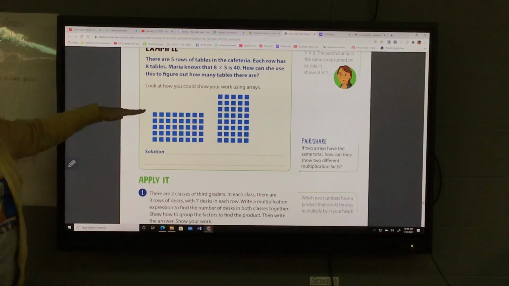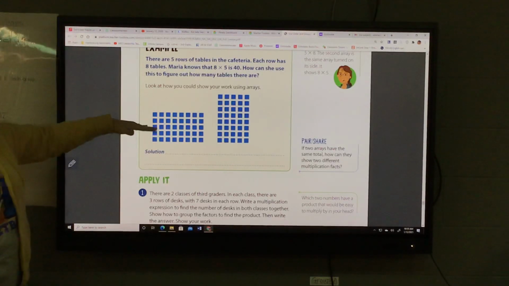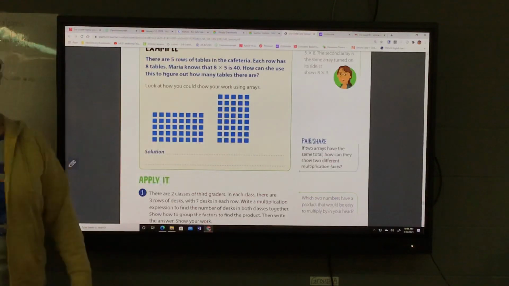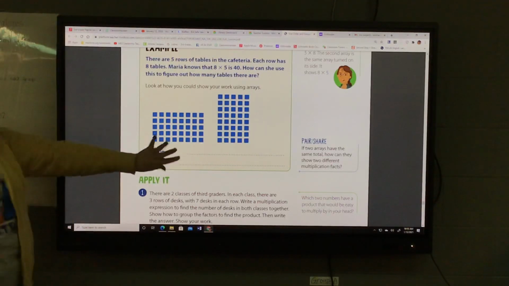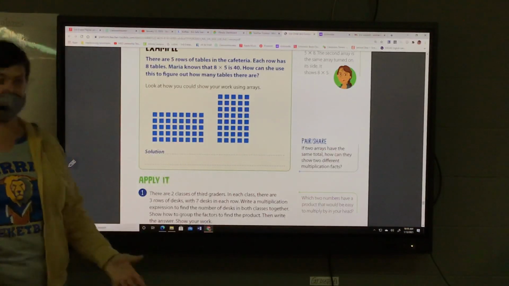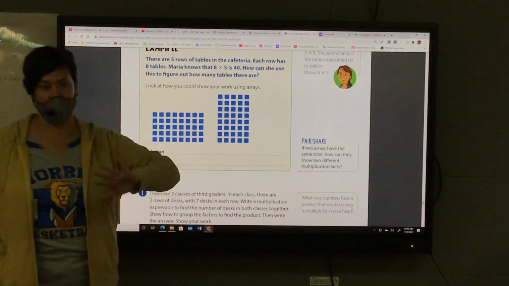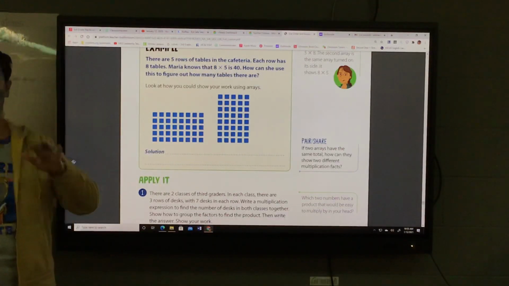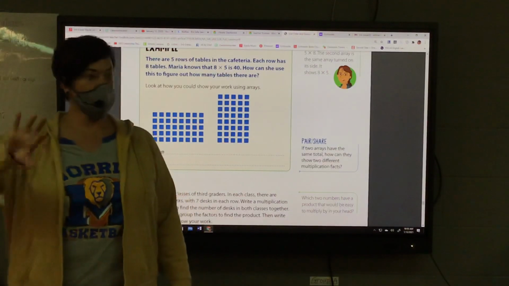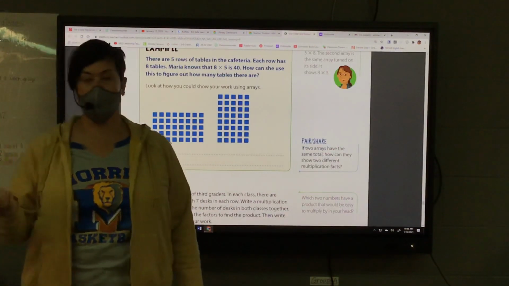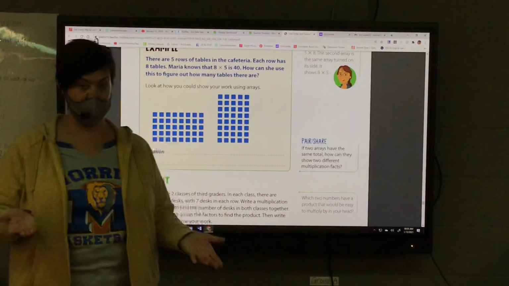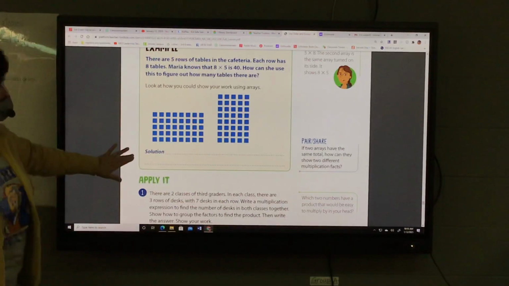So this one is, how many rows are there? 5. How many in each row? 8. Or you could look at it by saying, how many rows are there? 8. How many in each row? 5. Does it matter which way you order those? No. You can change the order of factors when you multiply, as long as they're the same factors.